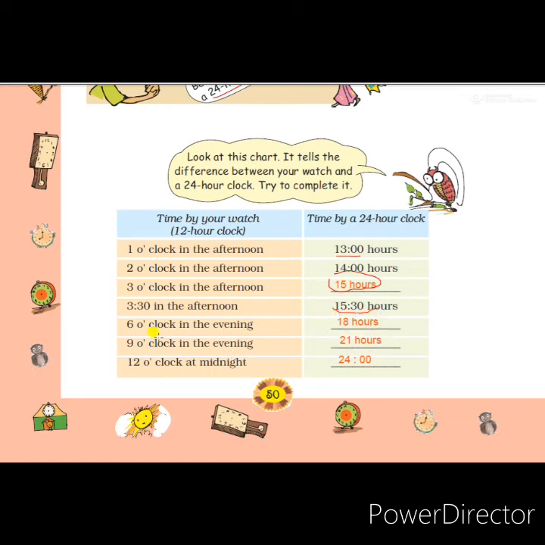24-hour clock. Now 9 o'clock in the evening. 9 plus 12 equals 21. 21 hours in the 24-hour clock. 12 o'clock at midnight. Students, I already said it can be written as 24 hours, otherwise 00 hours. Both ways we can write it. But you write here 24 hours. 12 o'clock at midnight means 12 plus 12, 24 hours in the 24-hour clock.